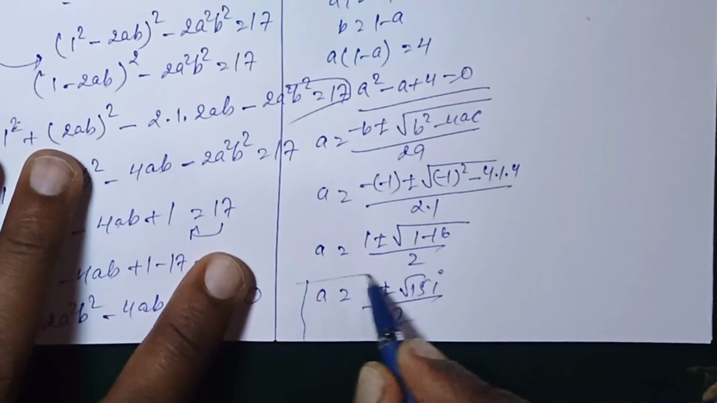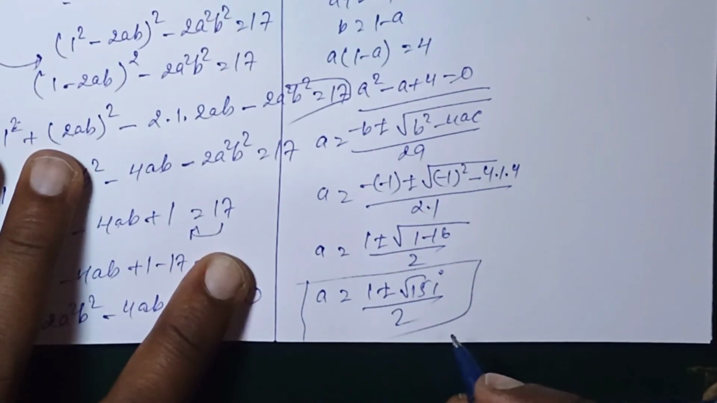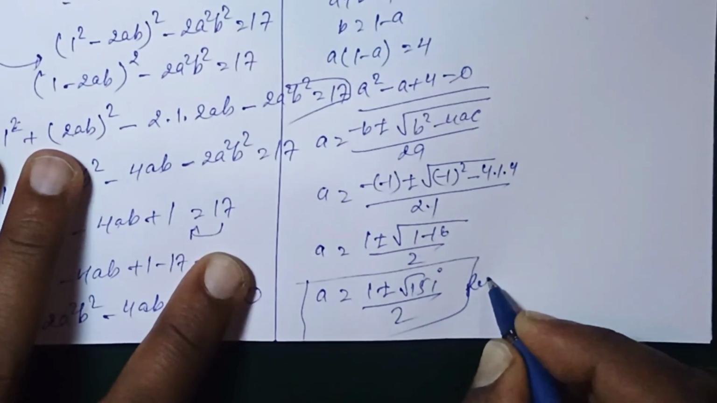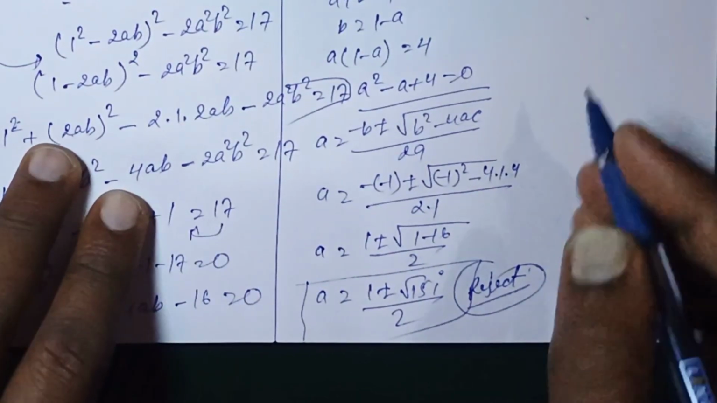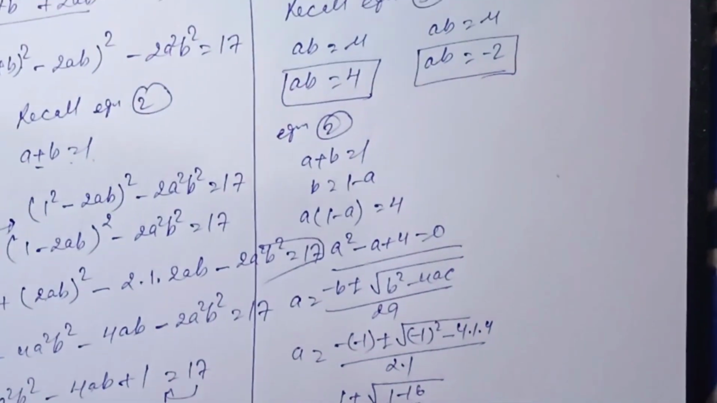See here, this is a complex solution. This is a complex solution, so they will be rejected. After next step, see here.